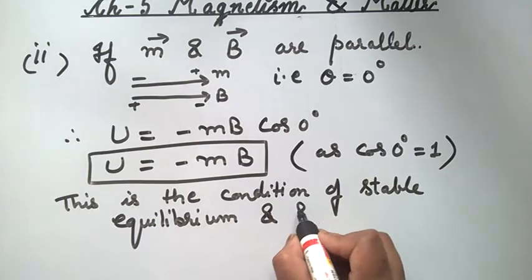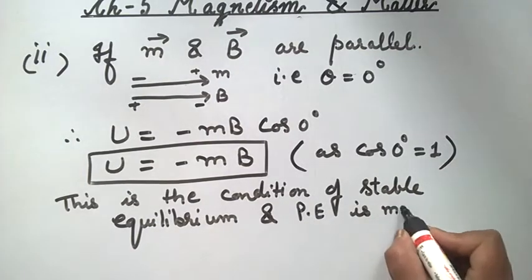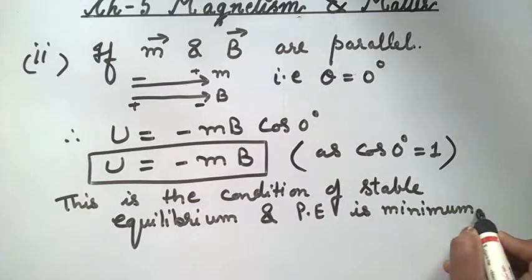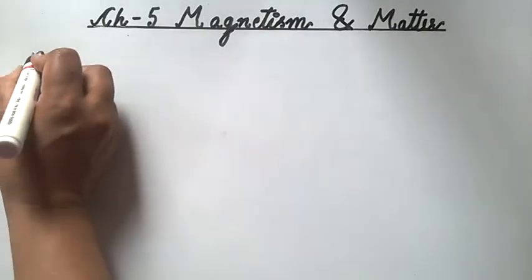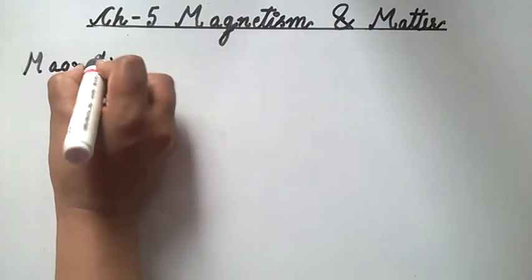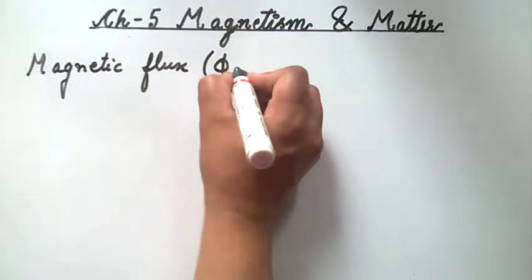And potential energy is minimum. Now the next topic is magnetic flux. It is denoted by phi B.